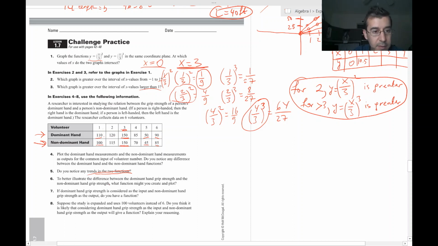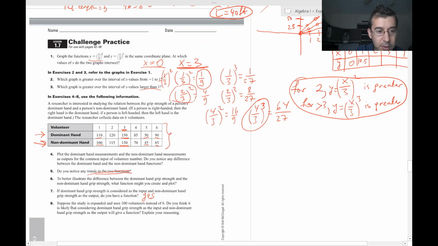Okay. Number 7, if dominant hand grip strength is considered as the input and non-dominant hand grip strength as the output, do you have a function? So we know that, to be a function, the input has to be mapped to one output. Okay, so 110, we don't see another 110, 120, 150, 85, 50, 90. So in our case, this is a function. Okay, so we would say yes.